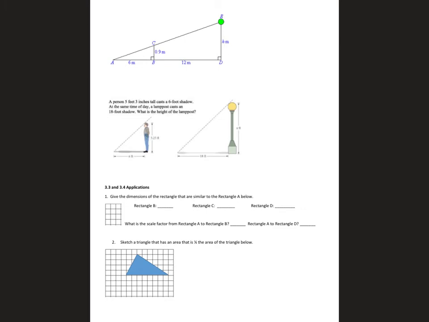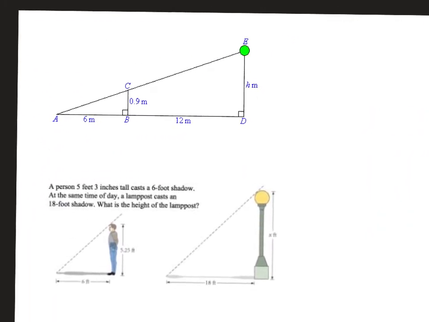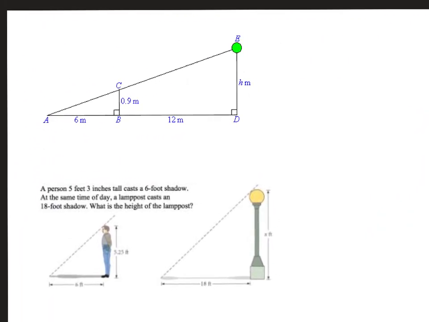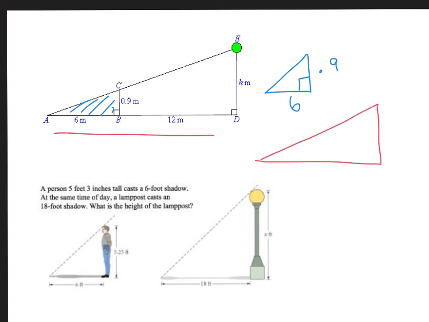Okay, let's do a couple more of these. I'm going to write out the two similar triangles separately. This is the small triangle. This is 6 meters, this is 0.9 meters. Then the bigger triangle has a base that's 18 and a height that's 9, or h.